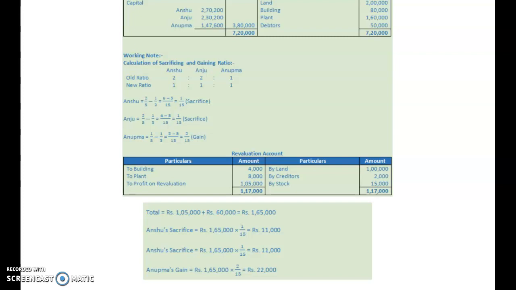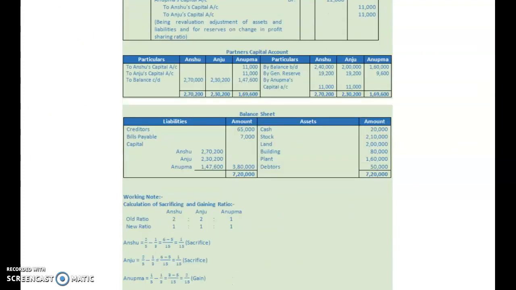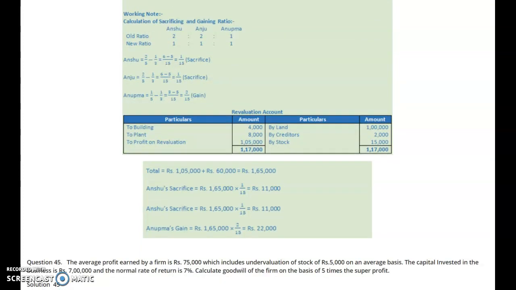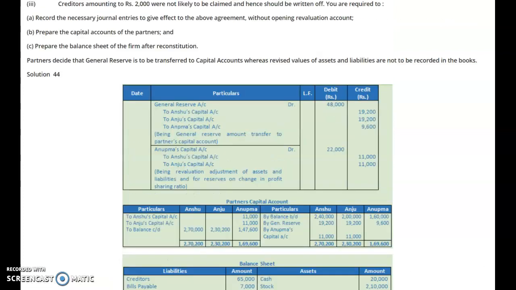So here, 1,05,000 in this particular question is the revaluation profit plus the 60,000 of goodwill. An adjustment entry will be recorded to the tune of rupees 1,65,000, in the ratio of 1/15 sacrifice of Anshu, 1/15 sacrifice of Anju, and 2/15 gain of Anupma. The partner who is gaining is given the debit and the partners who are sacrificing are given the credit. We calculate 1/15 of 1,65,000, 1/15 of 1,65,000, and 2/15 of 1,65,000. This amounts to 11,000, 11,000, and 22,000, and accordingly a journal entry known as the adjustment entry will be recorded.